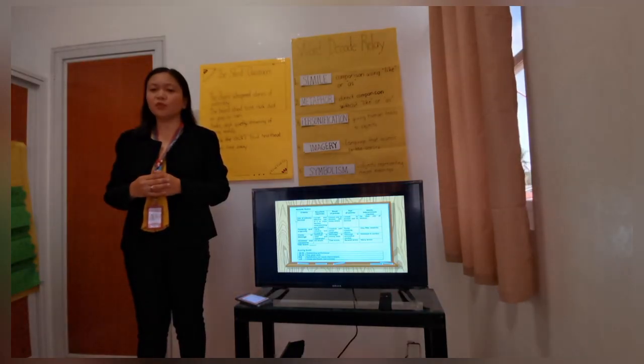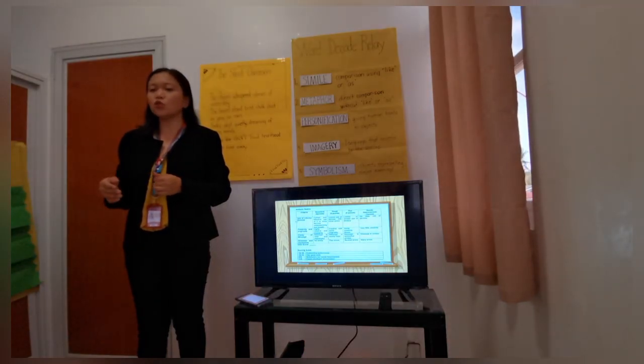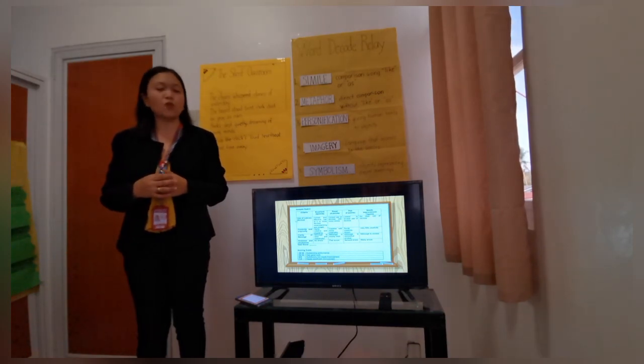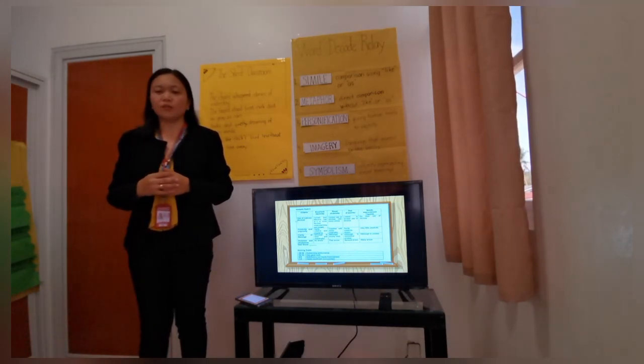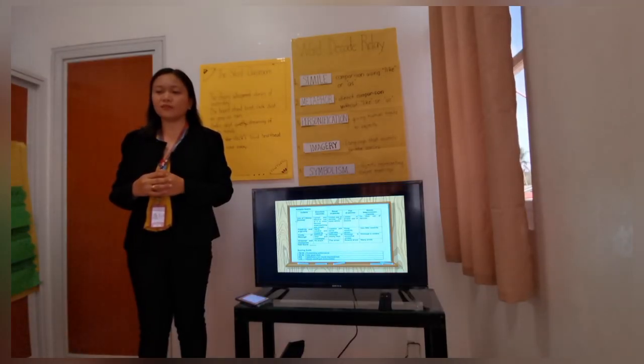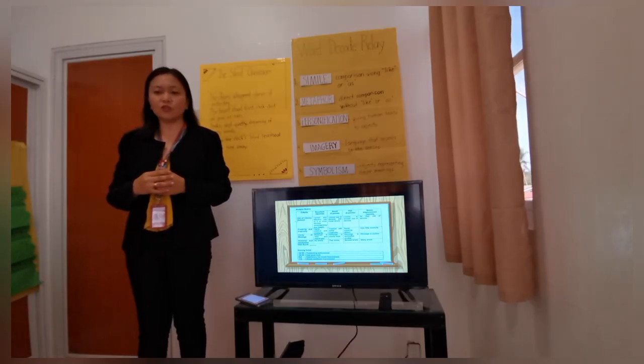Yes, for number 2, which device compares two unlike things using like or as? Yes, it's simile. Simile uses words like or as to create comparisons that make descriptions more vivid. And for number 3, which literary device gives human qualities to objects? Yes, it's personification. Personification makes objects or ideas act like humans, which adds life and emotions to writing.